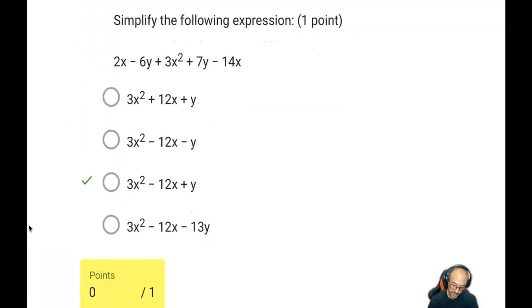Number 7, simplify. So again, we're going to combine like terms. And we have this positive 3x squared. There's nothing to combine it with. And all of these have a positive 3x squared. So I'm going to highlight the correct one here. You didn't even answer this one. I'm not sure what happened there. Positive 2x combined with negative 14x. That's going to be a negative 12x. And lastly, negative 6y combined with a positive 7y is a positive 1y right there.